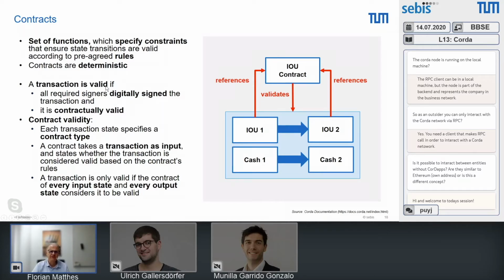So a transaction is valid if all the required signatures digitally sign the transaction. Yeah, we remember there were the signatures, they have to be valid, and it has to be contractually valid in the sense that all contracts give a green light and say every input is correct and every output is correct.